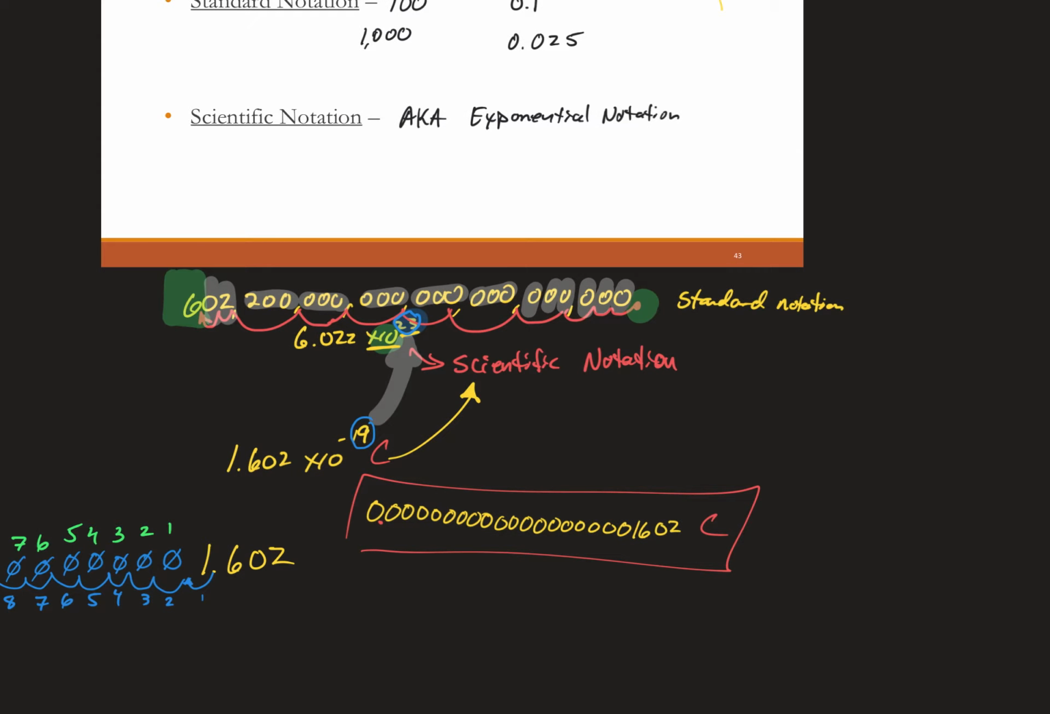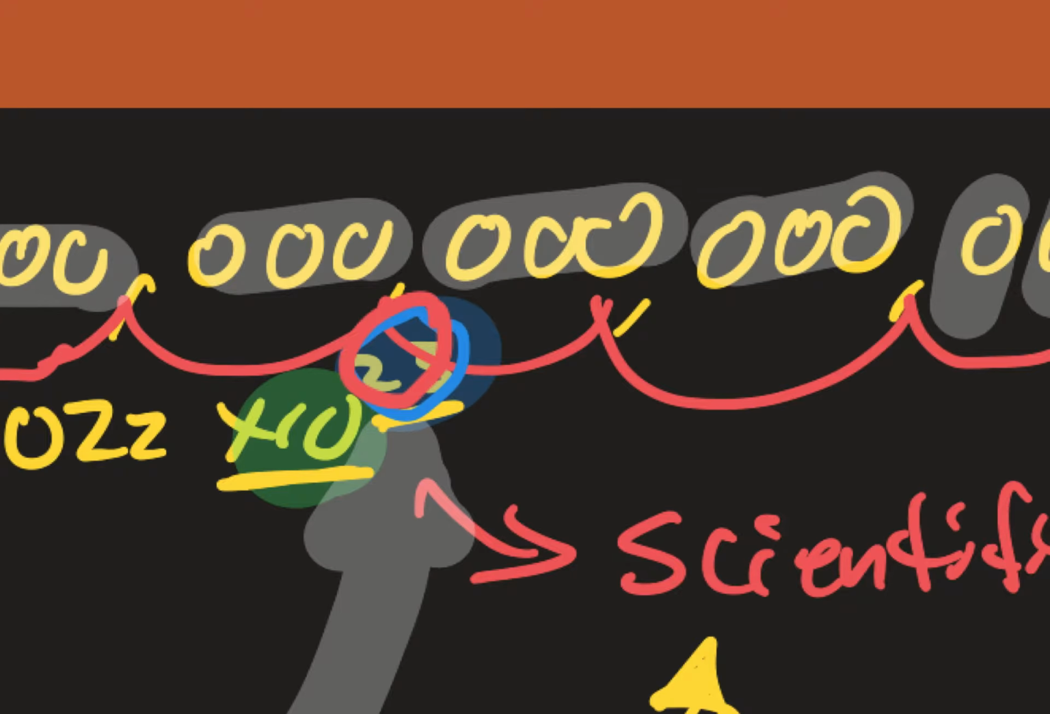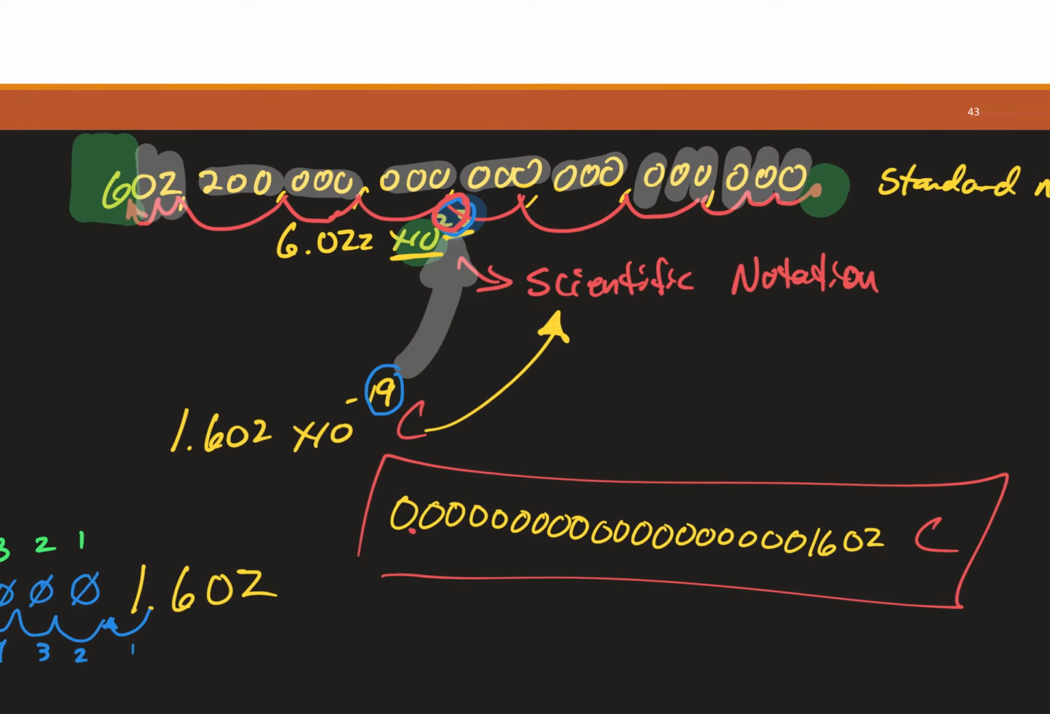All right. So if you're going from standard to scientific notation, if it's a whole number, you're moving the decimal to the left. And how many times you have to do that, or how many place values are to the right of the first number, is the exponential value here, 10 to the 23rd in that case.